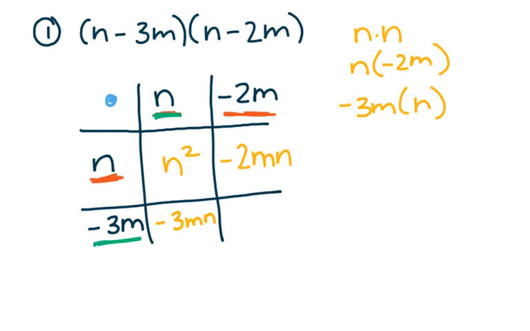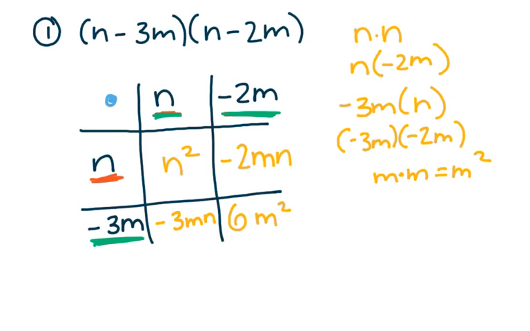And lastly, I'll multiply my negative 3m by a negative 2m. That's taking the product of a negative 3m times a negative 2m. When I multiply these out, I'm going to get a negative 3 times a negative 2 is a positive 6m squared, because m times m is equal to m squared.